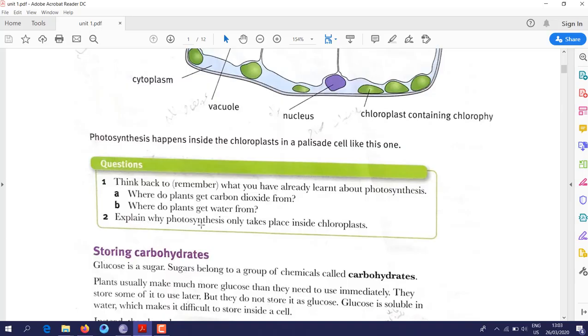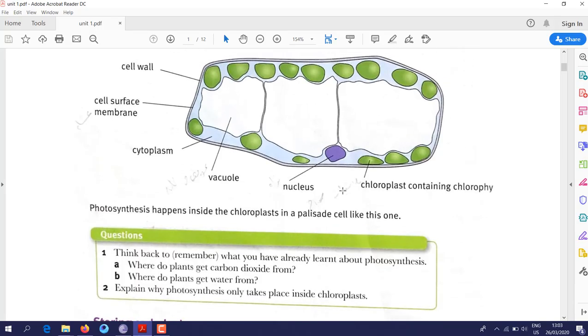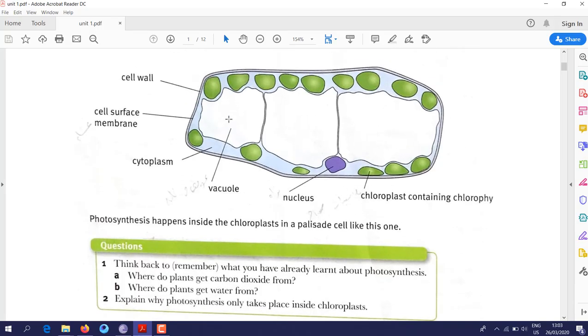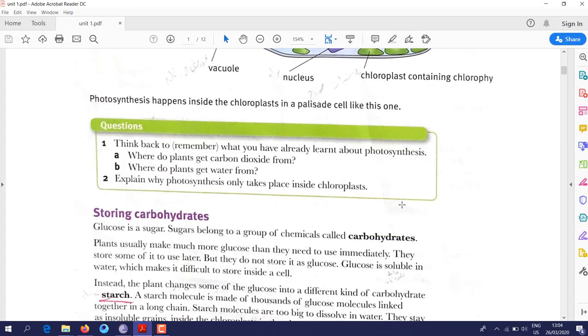Then, explain why photosynthesis only takes place inside the chloroplast. If you take a look at the plant cell, you will see it consists of many organelles. It has vacuole, cytoplasm, nucleus, and chloroplast. Why does the process of photosynthesis happen only inside the chloroplast? The answer is because the chloroplast has chlorophyll, the pigment that captures sunlight.